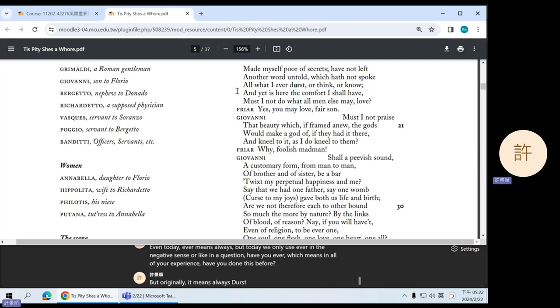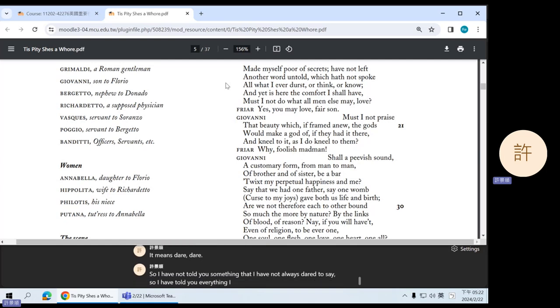Durst means dare, 胆敢, D-A-R-E. So I have not told you something that I have not always dared to say. So I have told you everything I dared to tell you, or dare to think, or dare to know.